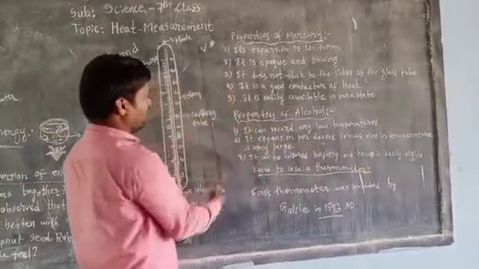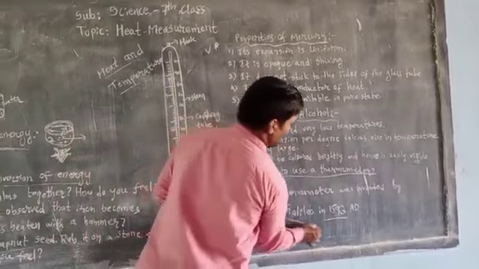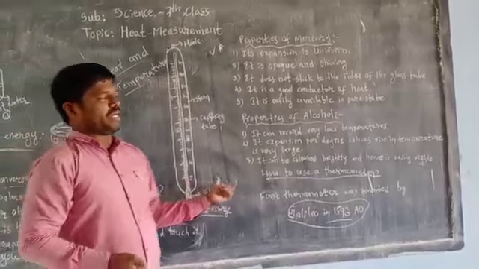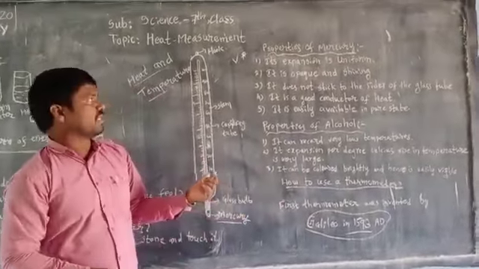And who invented the first thermometer? Galileo, in 1593 AD. This is very important. And next class I will complete this lesson. Thank you.